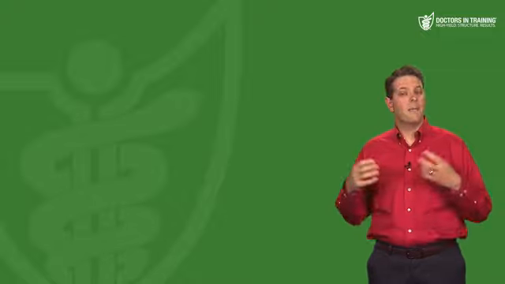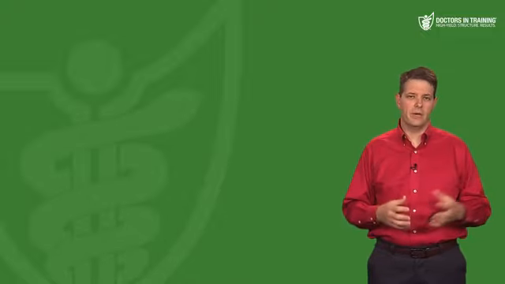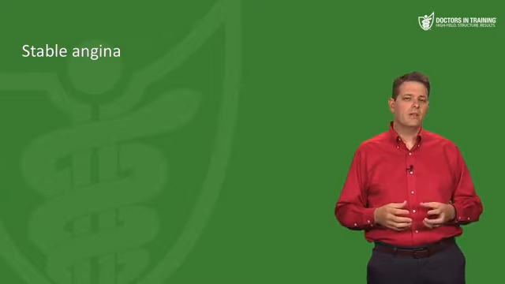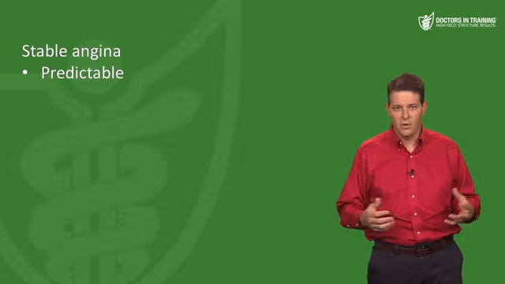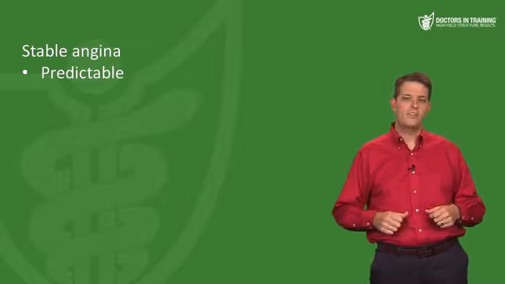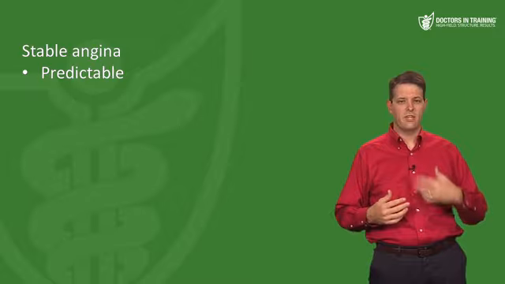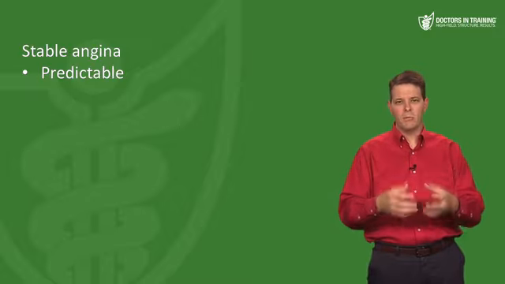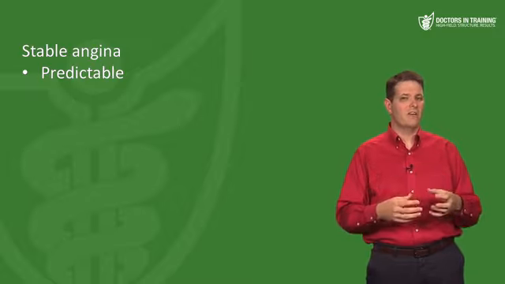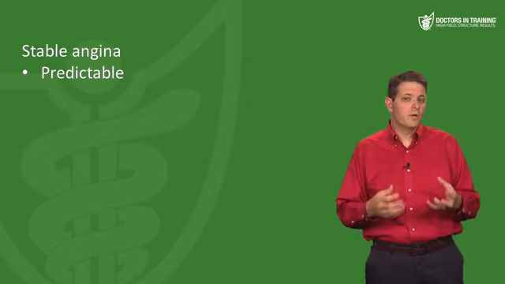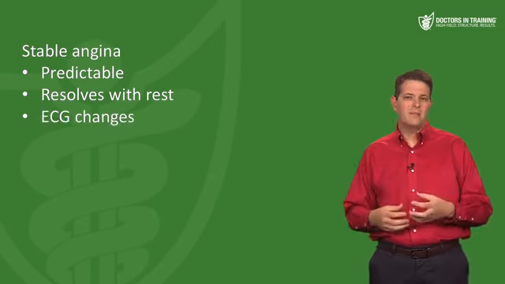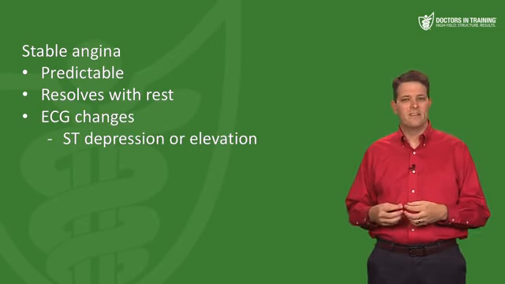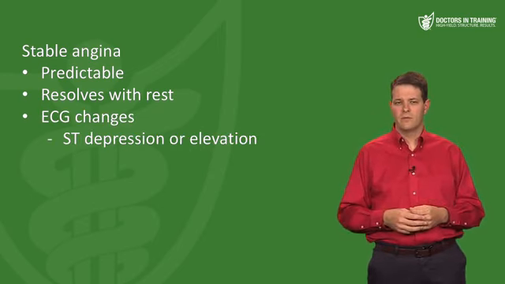There are also different types of angina, or different patterns of anginal pain. Stable angina is the most common type. Stable angina is predictable. Every time the patient climbs 3 flights of stairs, or walks more than 2 blocks, or pushes the lawnmower more than 15 minutes, he starts having chest pain. So it's a stable, predictable pattern brought on by a certain level of activity. The other predictable thing is that this chest pain resolves with rest. And you may see some ECG changes with stable angina, such as ST segment depression or elevation.